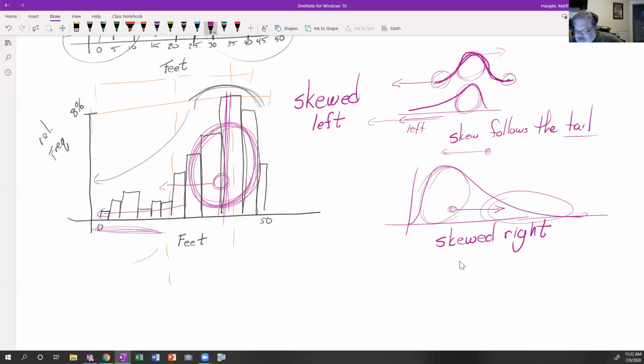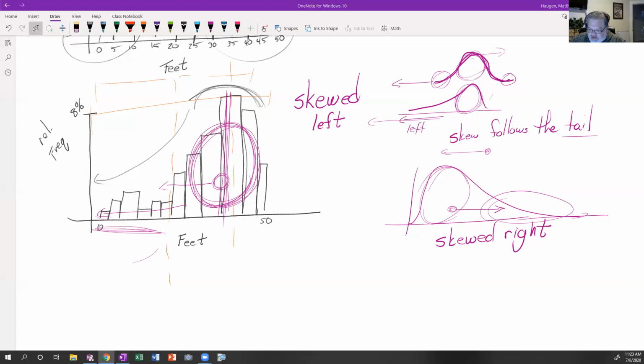So got to be a little careful with that. That can sometimes seem a little counterintuitive. You should think the bump is on the right, so it should be skewed right. The bump is on the left, so it should be skewed left. Skew follows where the taffy is pulled out, where that tail is extended. That seem reasonable? All right. Again, that's one of those things that's going to come up more and more later on, that it's good for us to be happy with.